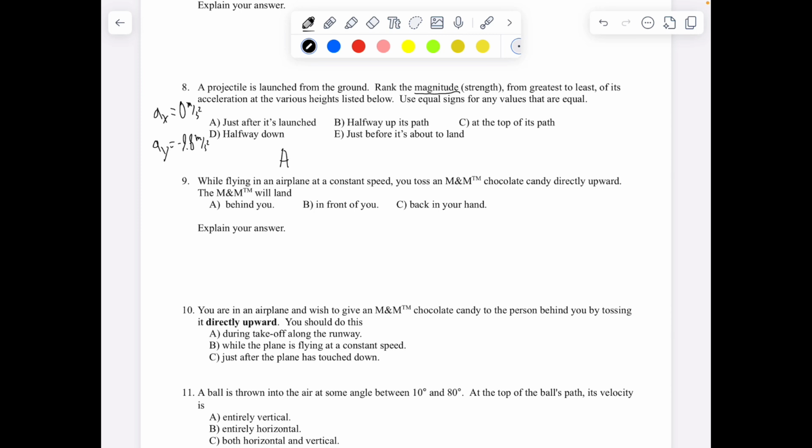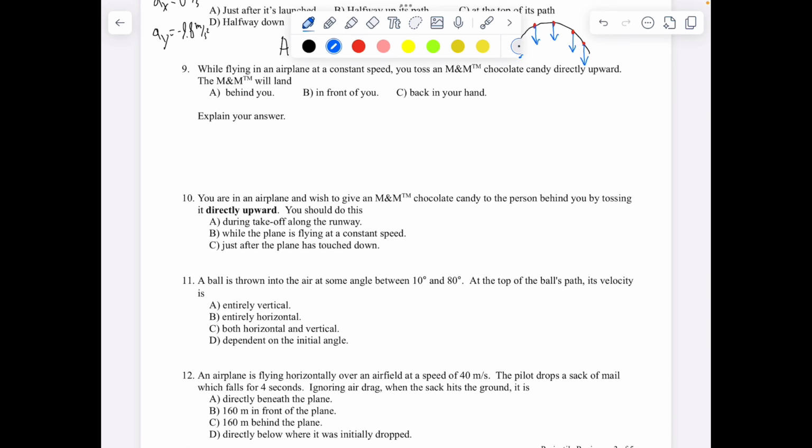So our acceleration at A is equal to our acceleration at B, equal to C, equal to D, equal to E. You might remember from our notes, we drew in the path of a projectile launched at some angle, and we said that at each point here, no matter where it is, since the only force acting is gravity, it has that acceleration downward. Same acceleration at each point, negative 9.8.